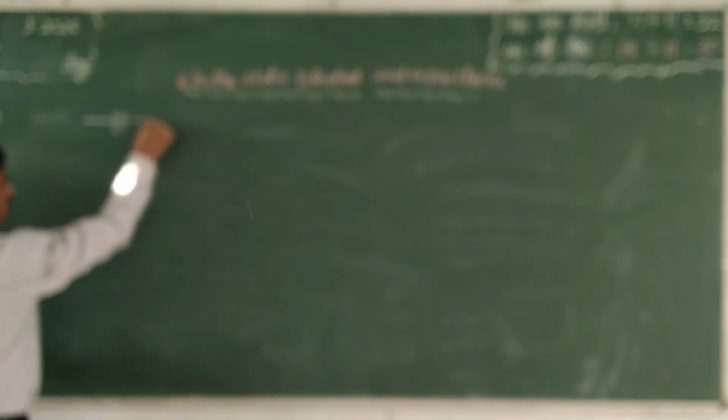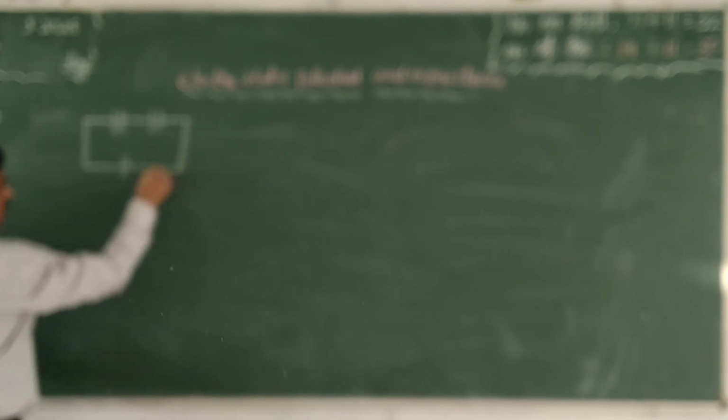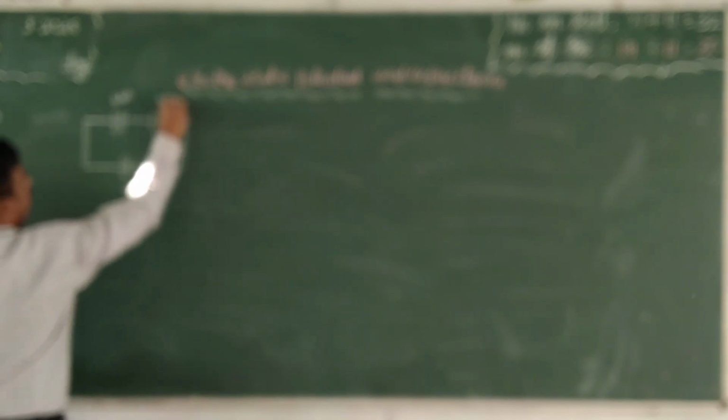First problem, see here. The first two capacitors are connected in series. See, it is the cell, its potential is 12 volts, and the capacitors are 6 microfarads and 3 microfarads.